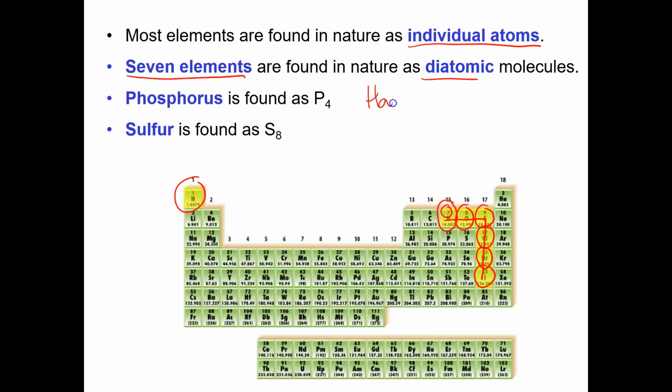The other way is the little phrase, have no fear of ice cold beer, and that corresponds to hydrogen, nitrogen, fluorine, oxygen, iodine, chlorine, and bromine. So hydrogen, nitrogen, fluorine, oxygen, iodine, chlorine, bromine, have no fear of ice cold beer, gives you the diatomic 7.